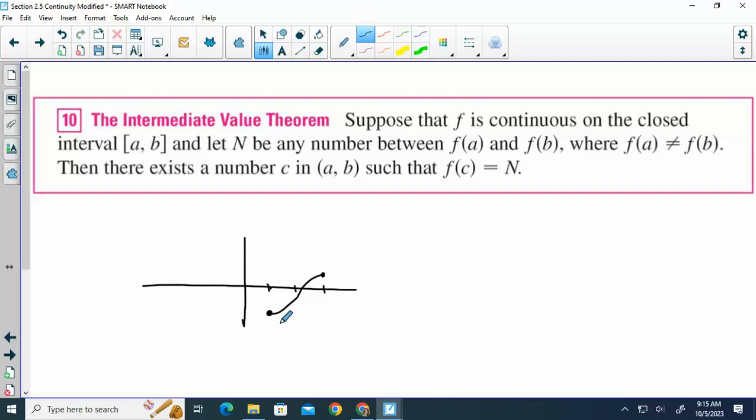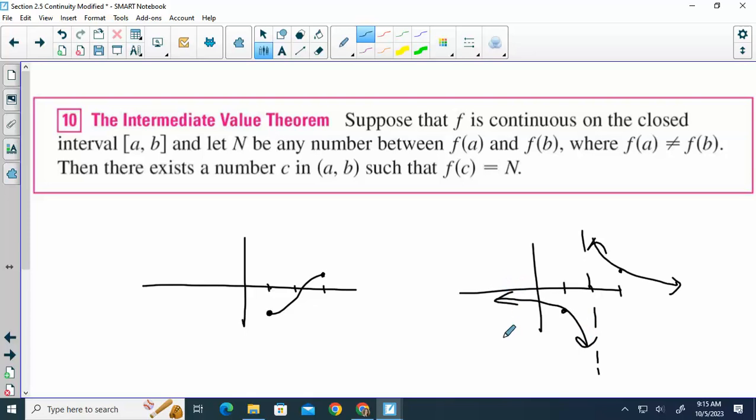The only way this works is if your function is continuous. Because now that we're talking about all these discontinuities, we know if it's not continuous, could it be a negative at 1 and a positive at 3 without hitting 0 in the middle? Absolutely. For all I know, I have a vertical asymptote in the middle, and so it never actually hit that value. So the intermediate value theorem only works when the function is continuous.